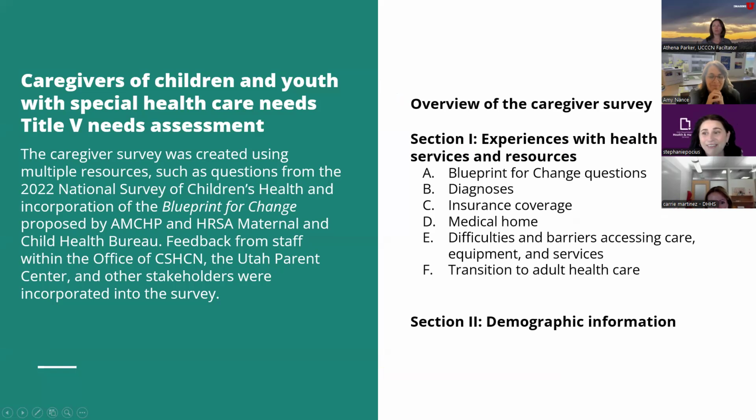The second part of our needs assessment was the caregiver survey, and we created it to dive a little deeper into the needs of Utah's SHIN community. We used multiple resources, such as those from AMCHP and HRSA, and community and professional input to develop the survey. The final caregiver survey was split into 2 sections. Section 1 contained 36 questions across 6 subsections outlined on the right that surveyed experiences with healthcare services and resources. And then Section 2 just had 8 questions on demographic information such as age, residence, and employment.